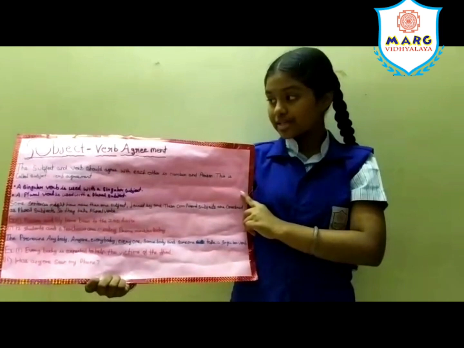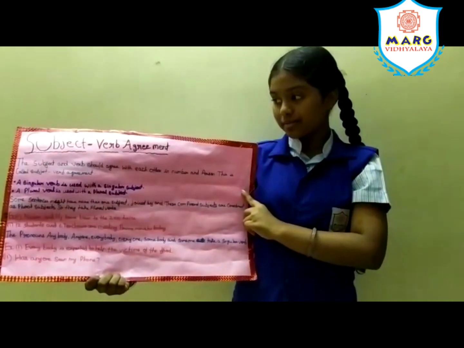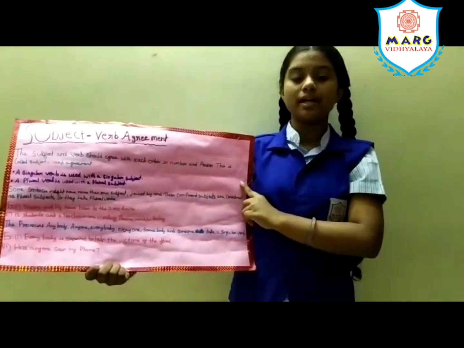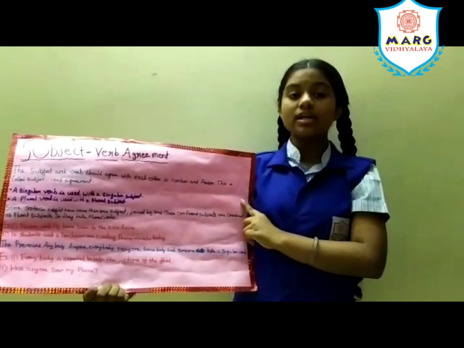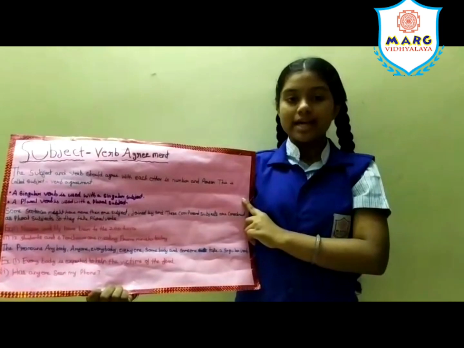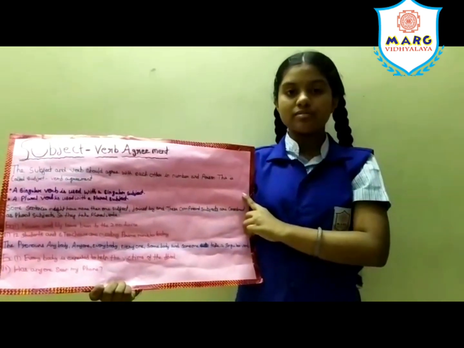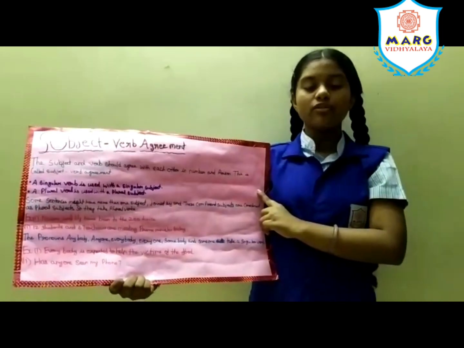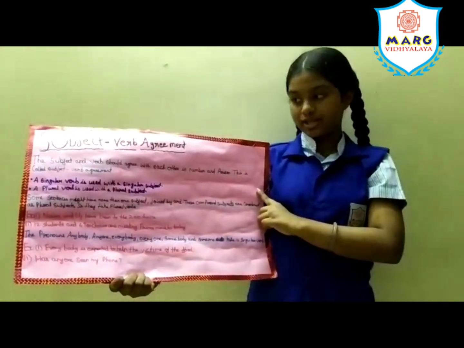Today I am going to explain subject-verb agreement. The subject and verb should agree with each other in number and person. This is called subject-verb agreement. A singular verb is used with a singular subject. A plural verb is used with a plural subject.